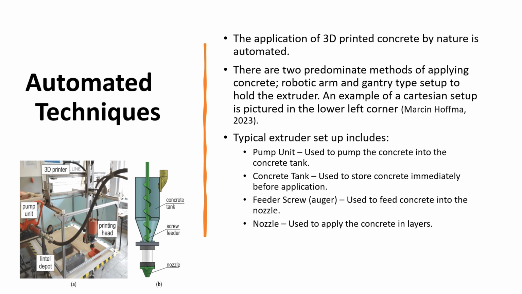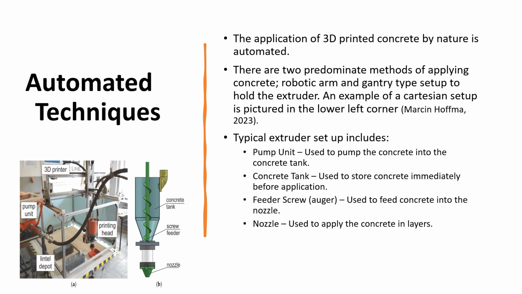So two common methods of applying 3D printed concrete is with the use of a robotic arm or a gantry setup. One benefit of the gantry setup over the robotic arm is that typically you do not have to reposition the gantry setup many times to cover a large area. In small areas, a robotic arm may make more sense.